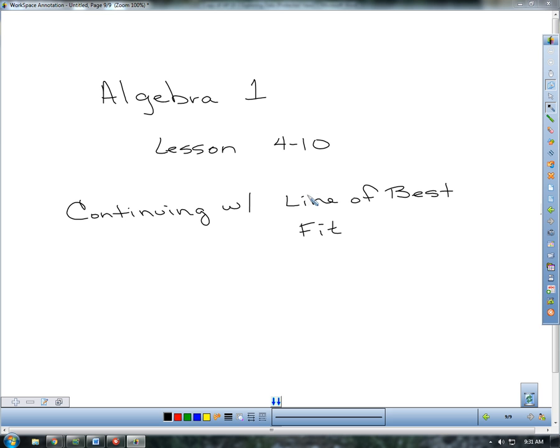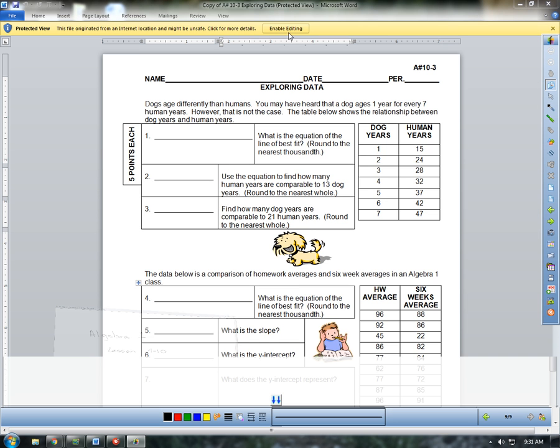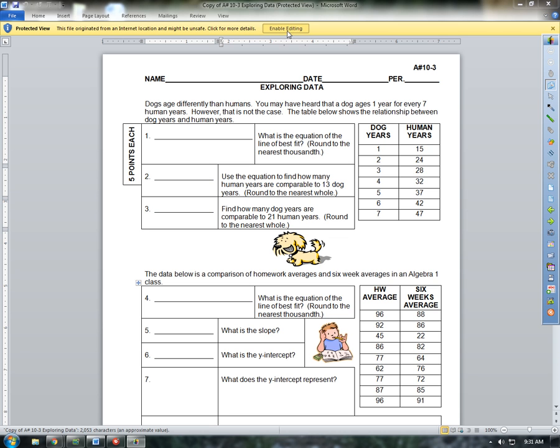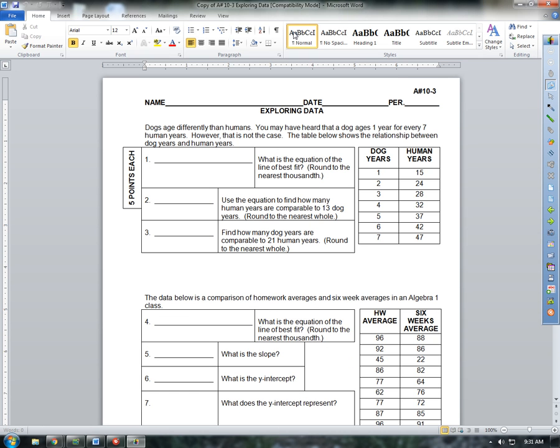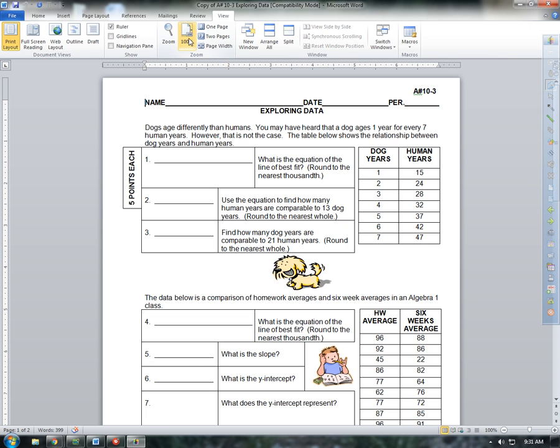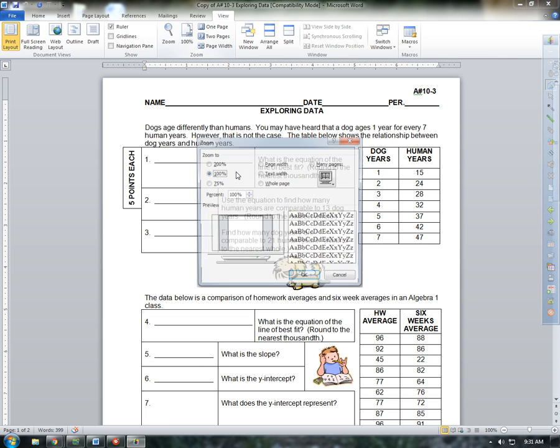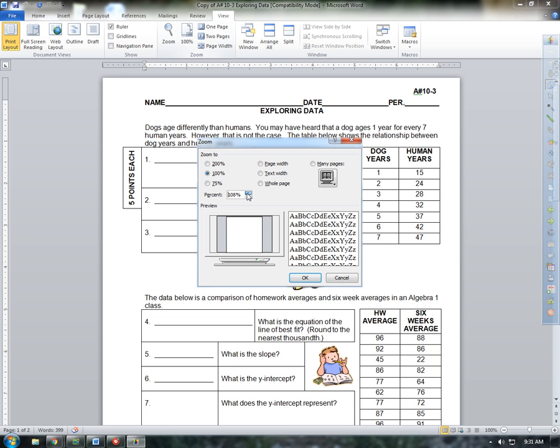We're going to continue working with the line of best fit. This has quite a bit to do with what we did in class today. We went over it in class. I just wanted you to have a video and answer a few more questions like this on a video. So let me zoom it in a little bit. Here we go.